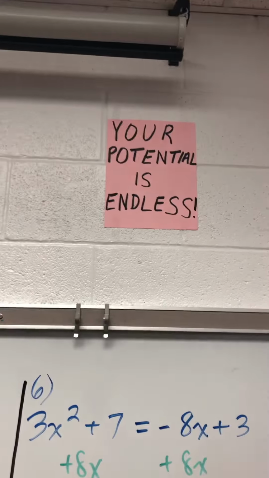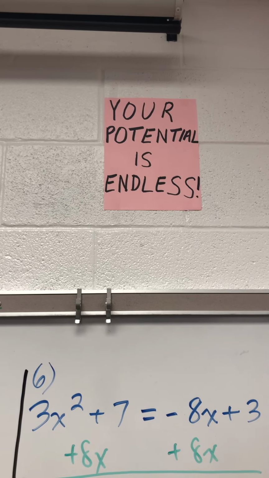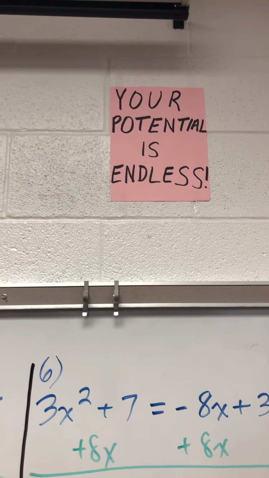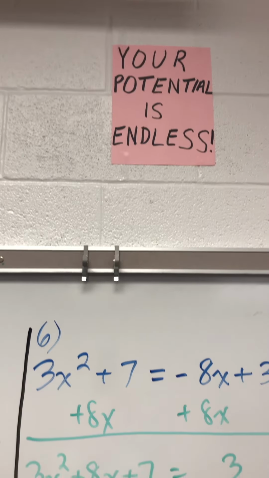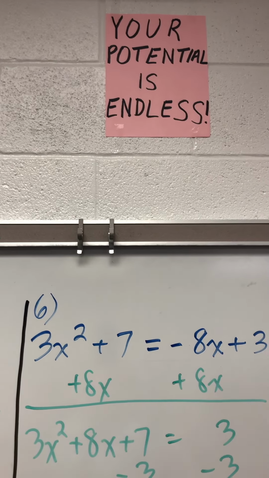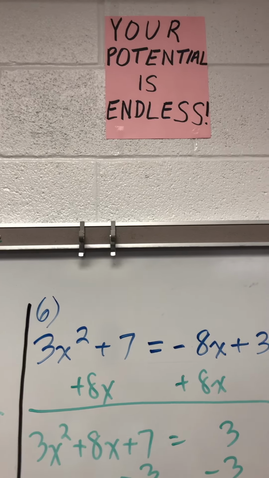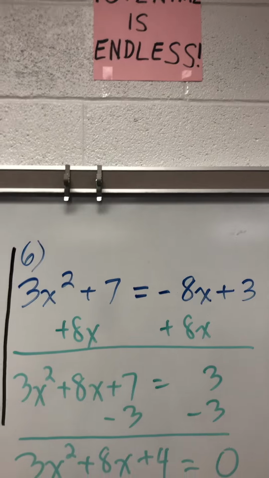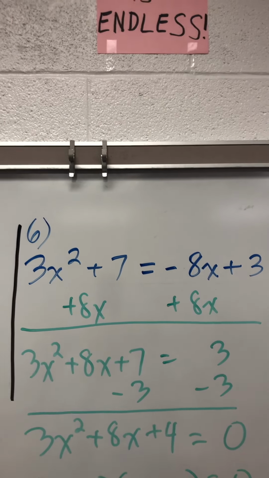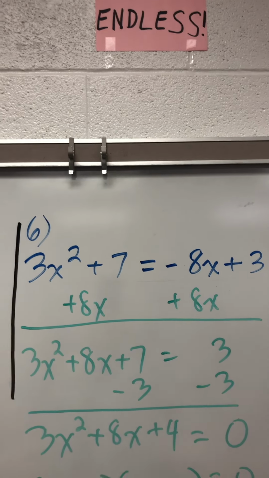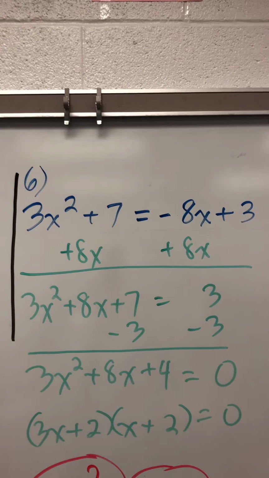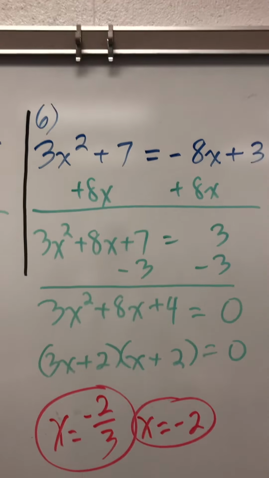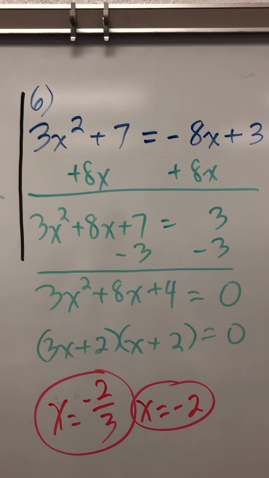Over here, notice when I add 8x to both sides, I don't have an x term on the left side. So I'm just going to add it in, meaning 3x squared plus 8x plus 7 equals 3. Now I'm going to take away the 3 from the 7, it makes 4. So 3x squared plus 8x plus 4, which factors to 3x plus 2 times x plus 2. Answer is -2/3 and -2.